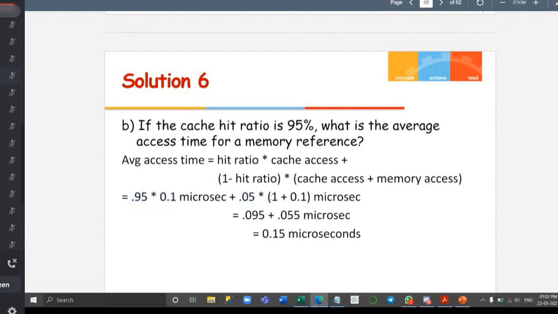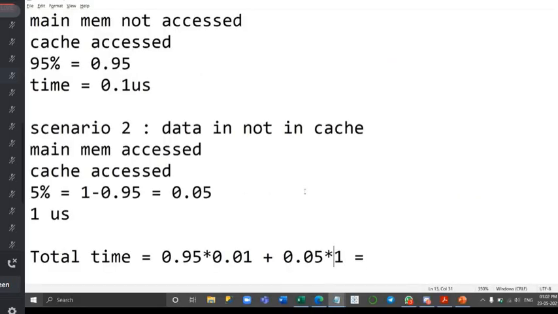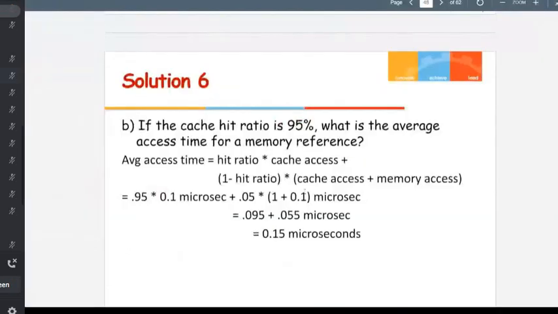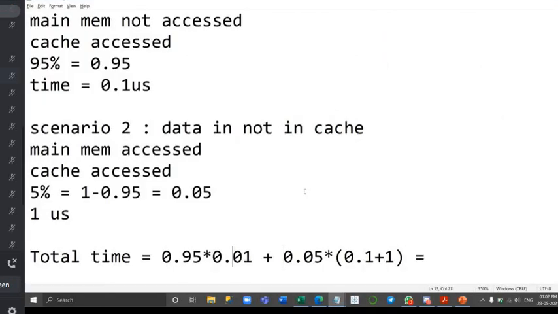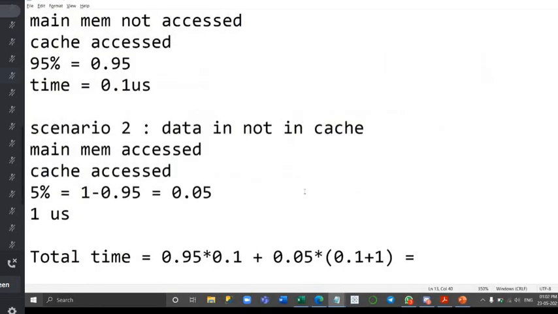So this will be 1 plus. Why will it be 1 plus? Because first you're checking the cache. I made a mistake here. My bad. This will be 1 plus 0.1. Sorry, not 1 plus 1. This will be 0.1 plus 1. Raghav, it will be 0.95 into 0.1, right? Sorry, I gave 0.01. My bad, typo. Yeah, 0.1. The access time is 0.1 microsecond, right? So 0.95 into 0.1. That was a typo, sorry.